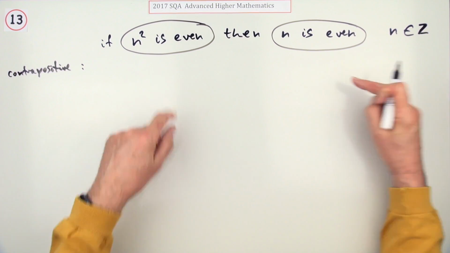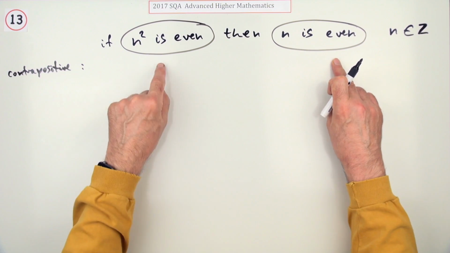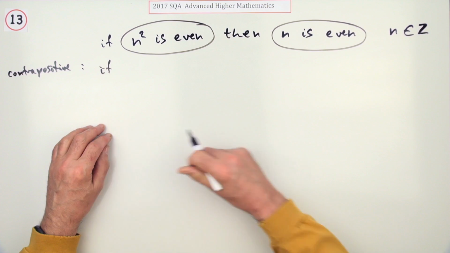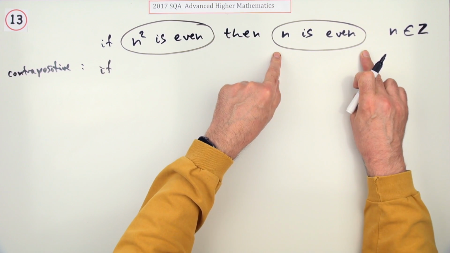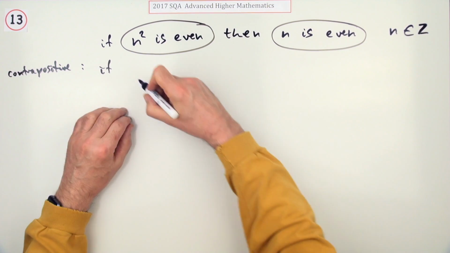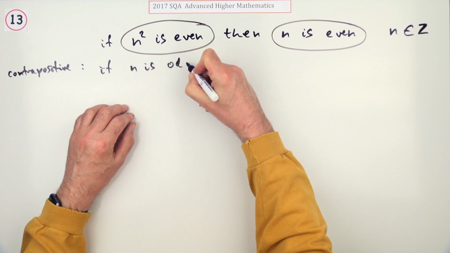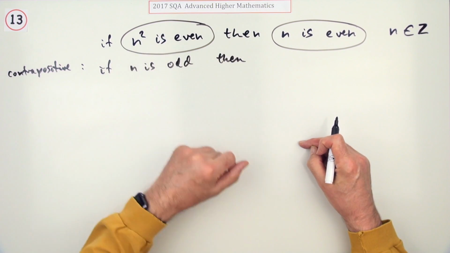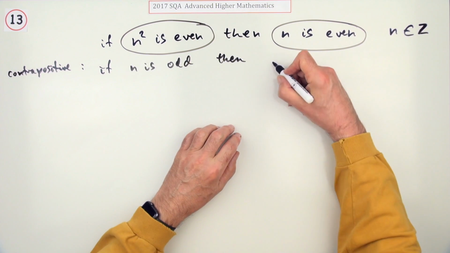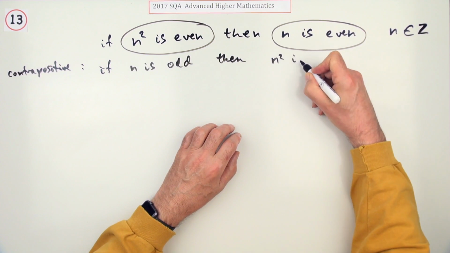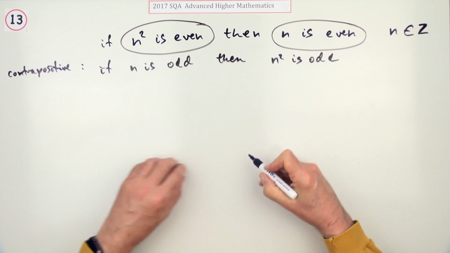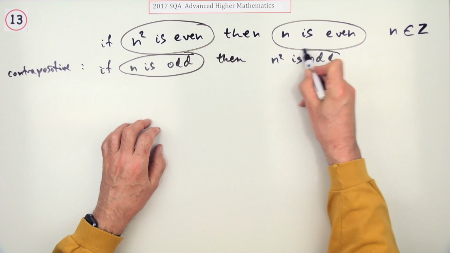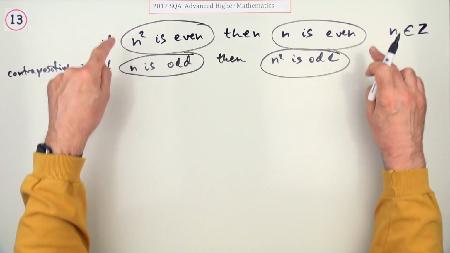The contrapositive takes the statement and reads it in reverse with the negations of the 2 parts. So the contrapositive would say if, negation of this, n is even, no it's not, n is odd, okay. Then, negation of this, n squared is even, no it's not, okay, n squared is odd. There's the contrapositive, these 2 parts. If n is odd, then n squared is odd is the contrapositive statement to this one.